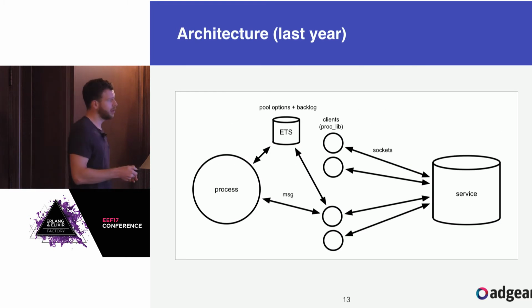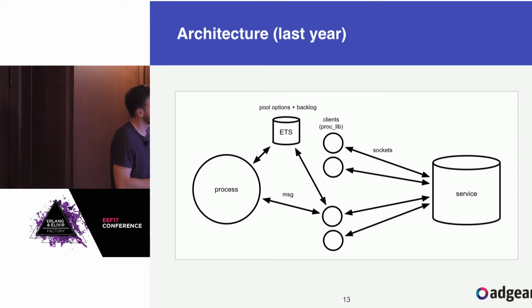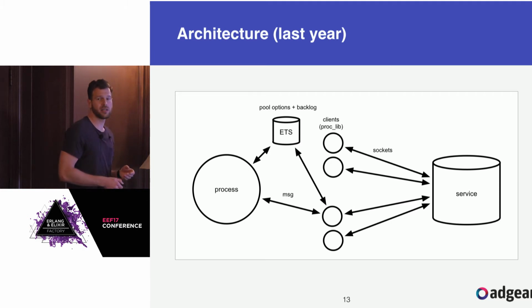If we look at this diagram, that's basically how it worked last year. So you have a process. If it wants to do a request, it's actually going to talk to ETS first. Ask about the pool options. From the pool options, it'll find out what the strategy is, so how to select the worker, the pool size, and the backlog size. From this information, it's going to generate a name for a server, and then call ETS again to check what the backlog size is. If it's below the maximum backlog size, then it will send the request to the worker.